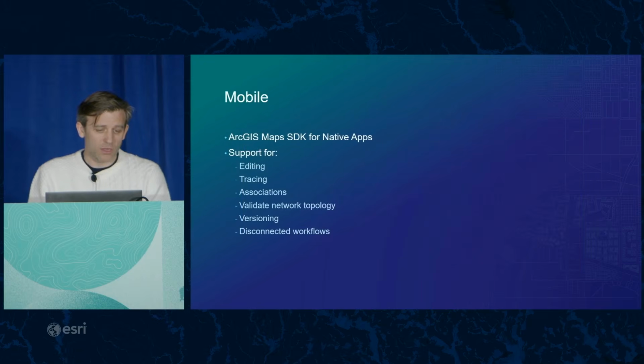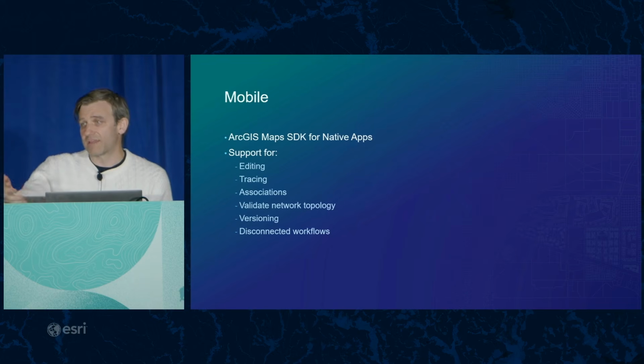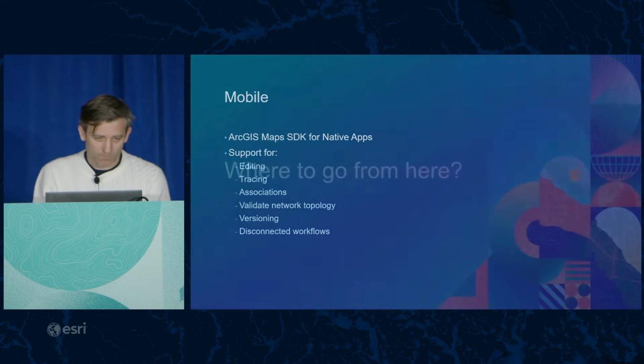And then mobile, which is the ArcGIS Maps SDK for native apps. In there, we currently have support for editing, tracing, associations, validating, versioning, and disconnected workflows. So again, you can use that to take a segment of your data offline onto your mobile device, do your work in a poorly connected area, come back in and sync it, and push it back up.